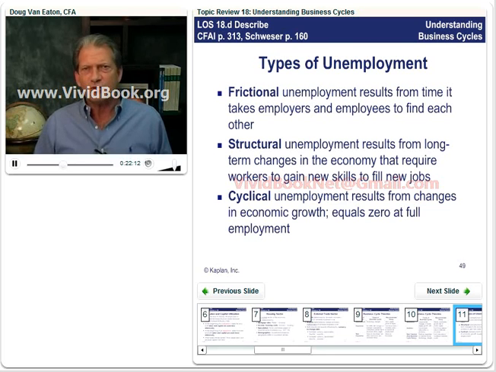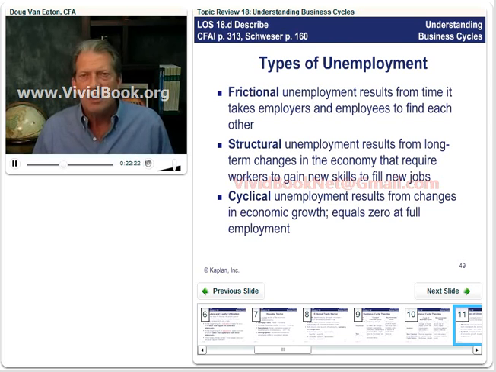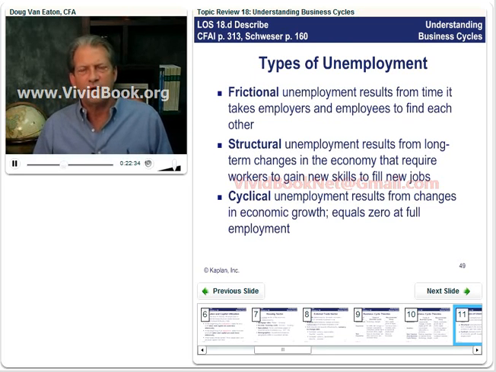The difference with structural unemployment is the skills don't fit the jobs. So if you've got a lot of textile manufacturing moving outside the U.S., you've got a lot of skilled textile manufacturers down in North Carolina or South Carolina, somewhere down there, and now the jobs are in healthcare, the jobs are in financial services, the jobs are in other parts of the economy, and they don't have the requisite skills.